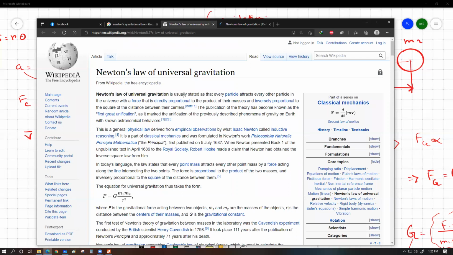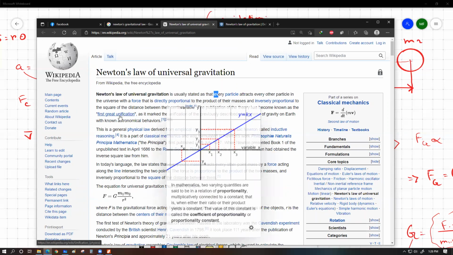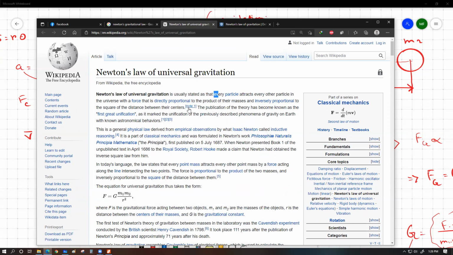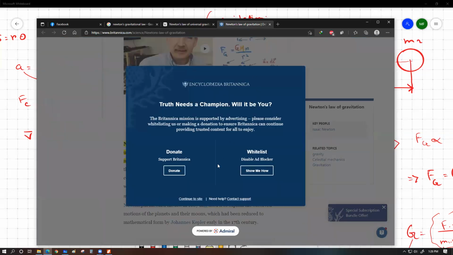Here we go. Newton's law of universal gravitation is usually stated as that. So it starts from this point. Every particle attracts every other particle in the universe with a force that is directly proportional to the product of their masses and inversely proportional to the square of the distance between their centers. So he has actually used the term particle in his statement of the law. How do we define it?